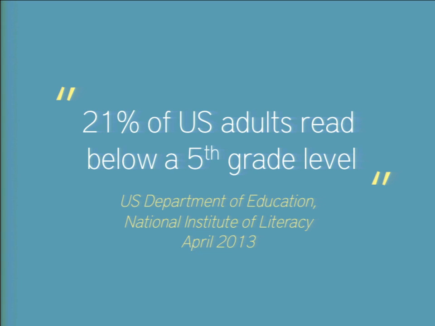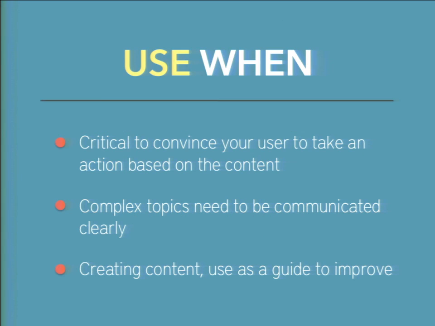The first thing I want to point out is people's reading level. It's kind of crazy: 21% of adults read below a fifth grade level. That's sobering to me, and I think it's really important as we write our content and make sure that people can read it. We need to know who our audience is and what kind of level their education is. Hope we got that from the survey, so we're writing to the right people.